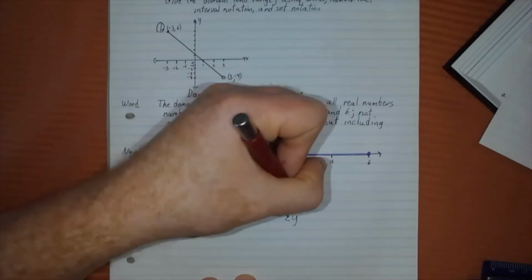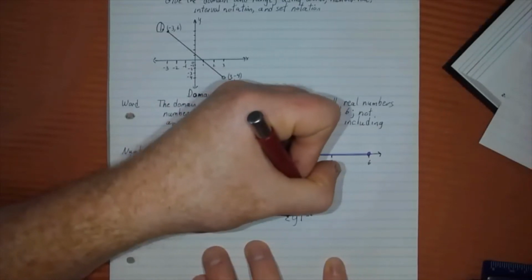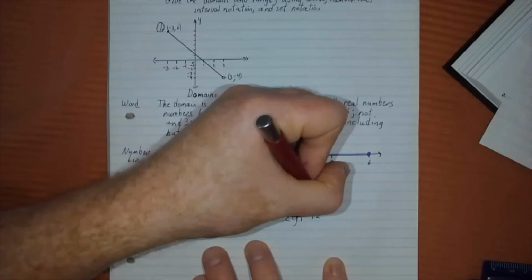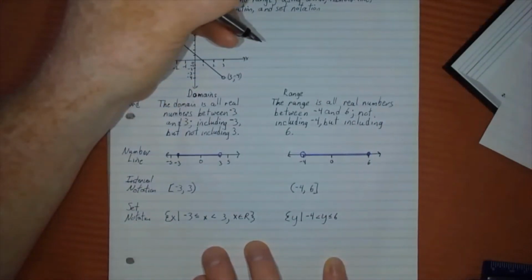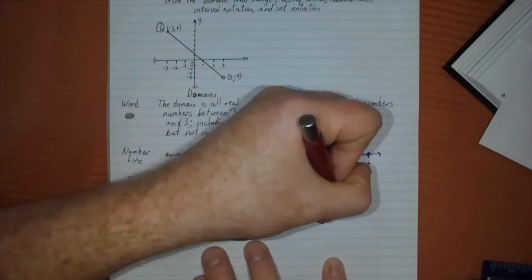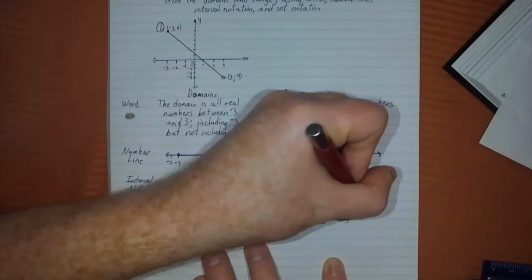Value of y such that y is greater than -4, less than or equal to +6, where y is an element of all real numbers.